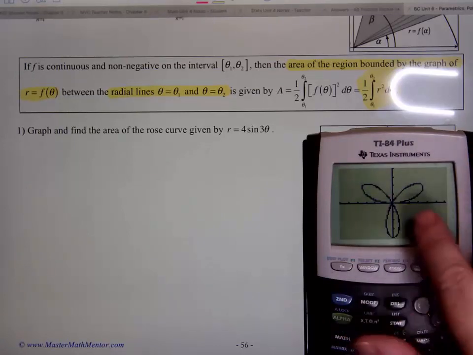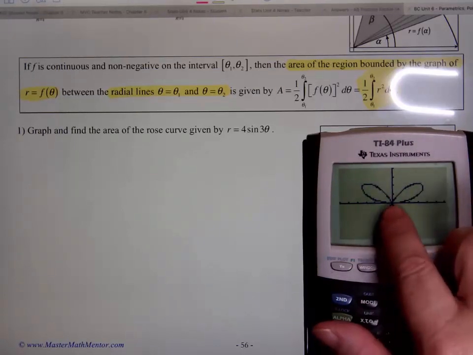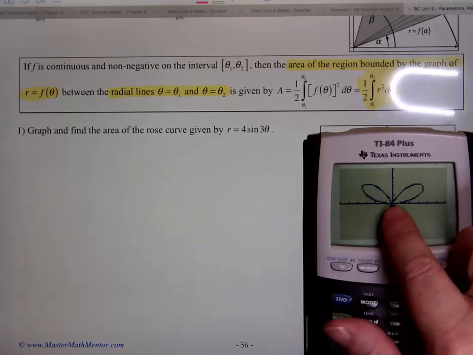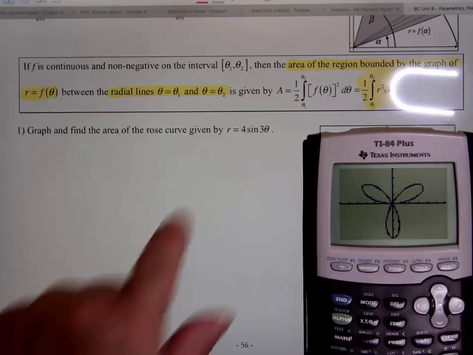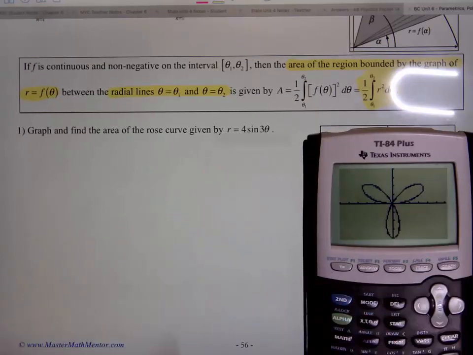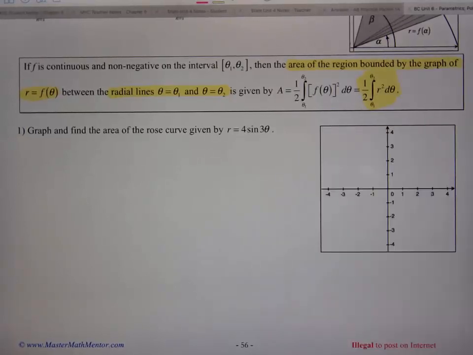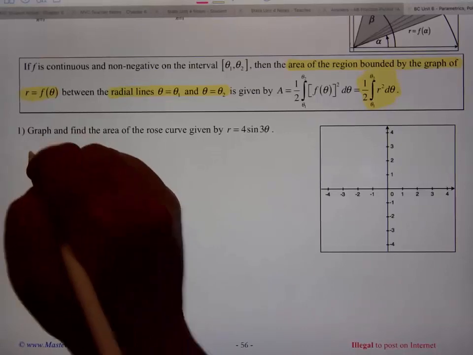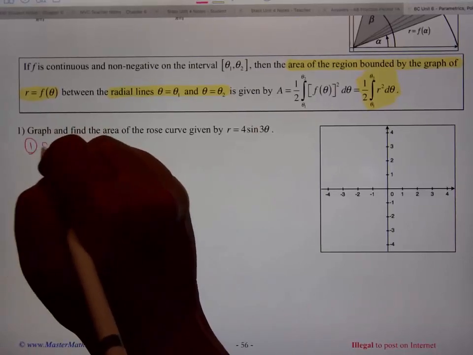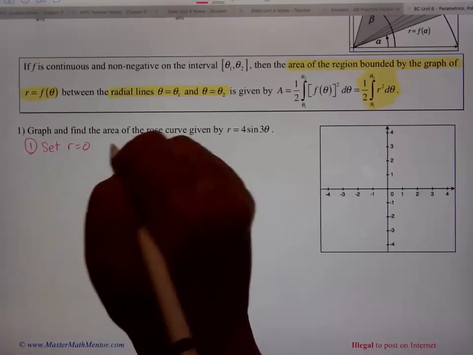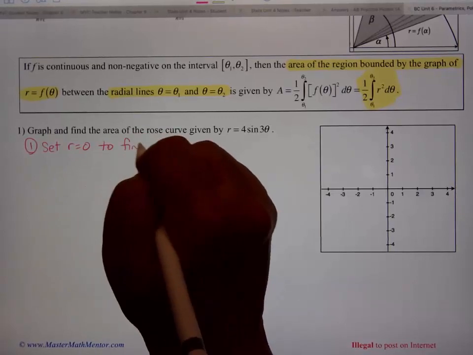Now, it starts at the center. What is R at the center of this graph? It is 0. So we want to set our equation equal to 0 to find out what theta values we're going to set the window for. So step 1: set R equal to 0 to find limits of integration.